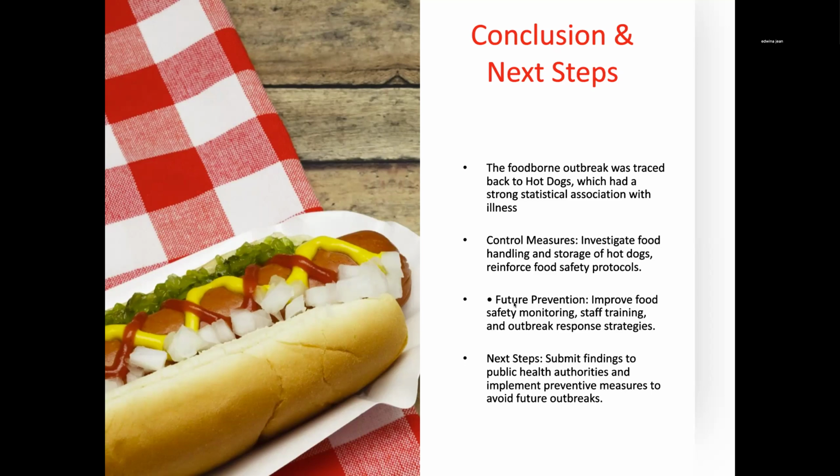For future prevention: improve food safety monitoring, staff training, and outbreak response strategies. Because our job as epidemiologists is to see a problem, see the data, and figure out how we can prevent this from happening again. Adjust the policies, adjust the temperature of the hot dogs, adjust how often they check the hot dog expiration dates. If the restaurant is 5 stars, it still needs to follow protocols. You never know. Like I said, improve food safety monitoring, staff training, and outbreak response strategies.